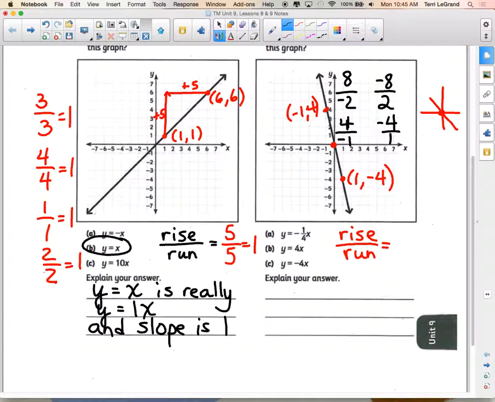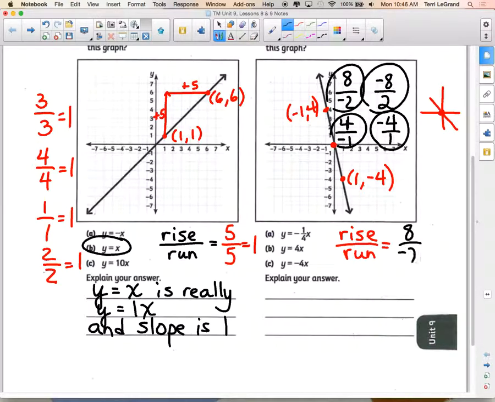I think, are there any others? There's 4 possible rise over run that I come up with, depending on which points you actually use. Anybody come up with anything else that you'd like to share? Okay, I think I'll just take my first one.